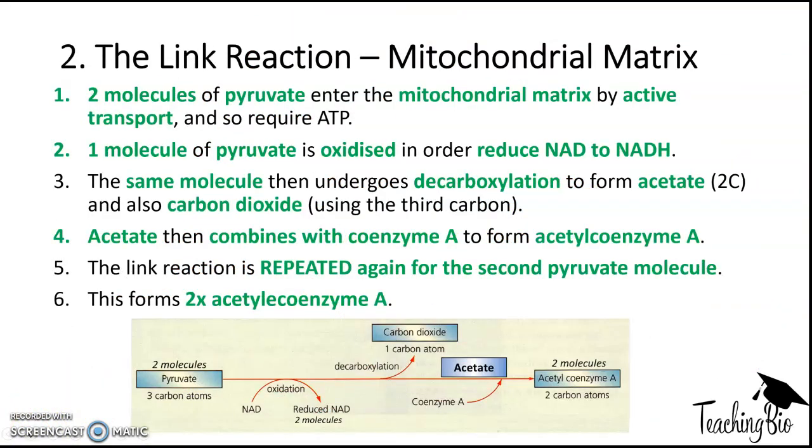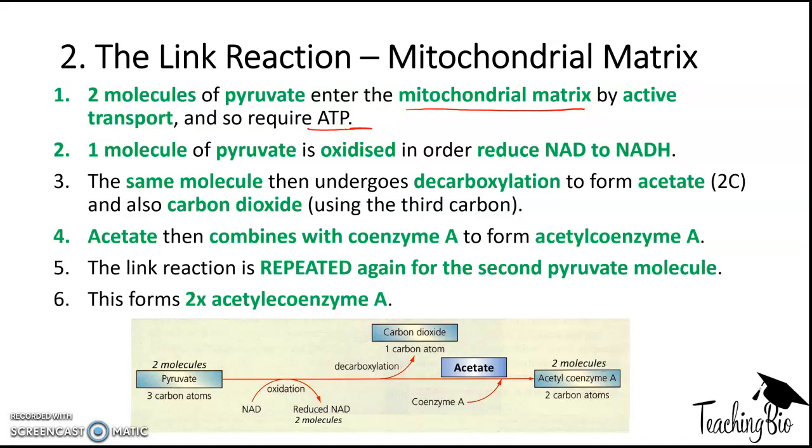Okay, on to the next step. We're left with 2 molecules of pyruvate because pyruvate is a 3-carbon molecule. So remember, 2 times 3 is 6, glucose is 6 carbons. The 2 molecules of pyruvate will then enter the mitochondrial matrix by active transport, and that will need a bit of ATP.